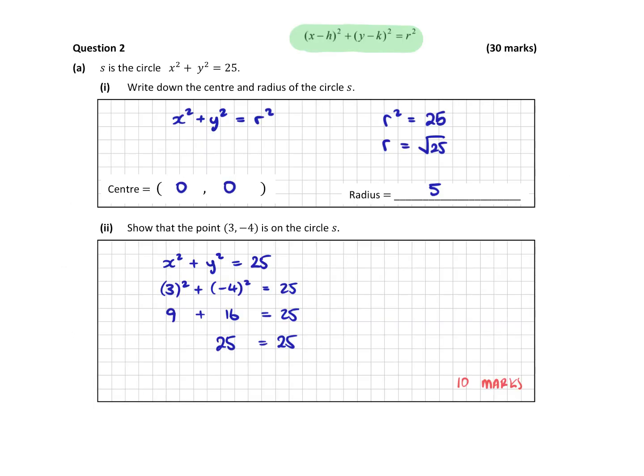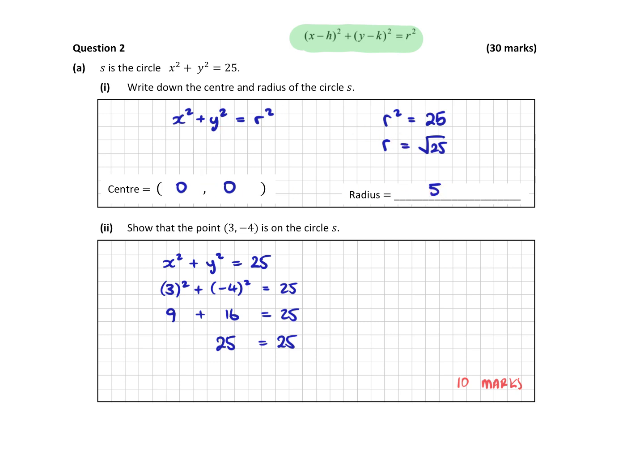So I've just brought that in there, and we can see that we have x squared by itself, so there's no h, and we have y squared by itself, and there's no k. That means the centre is going to have to be 0, 0. Anytime you're given a circle that has an x squared plus a y squared equals a number, it has a centre of 0, 0, and from that we can see that the radius is going to be the square root of 25. The square root of 25 gives us 5. So that's the first part of that question done.